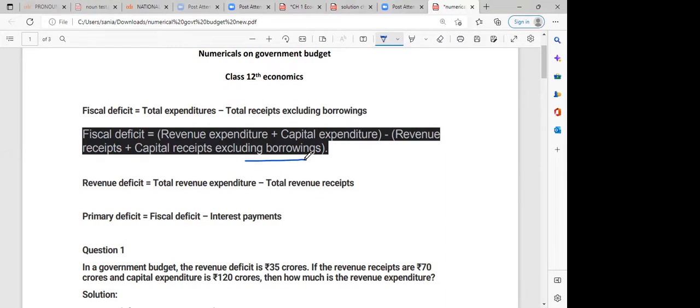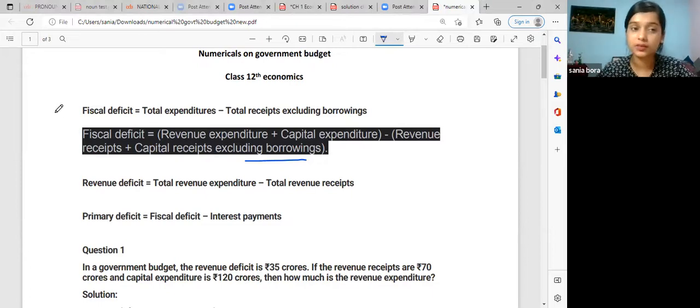Any confusion? No, ma'am. Okay, Mahdi, Mariam. No, ma'am. Okay. Second one is revenue deficit. This one was your first. This one is your second, which is revenue deficit: total revenue expenditure minus total revenue receipt. Clear? Very simple. And the third one, primary.